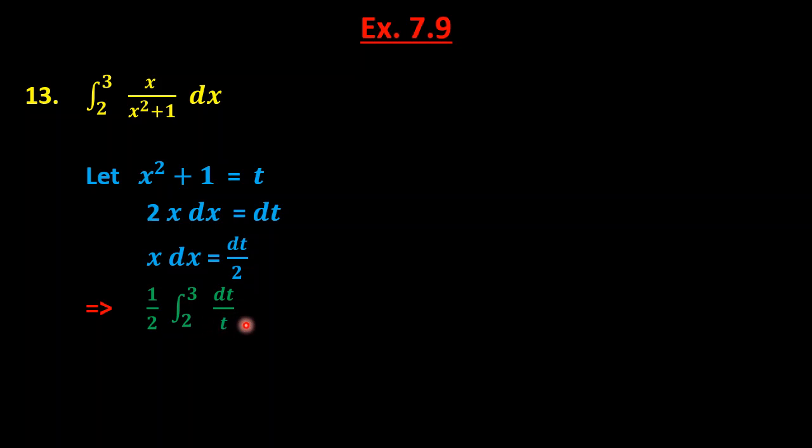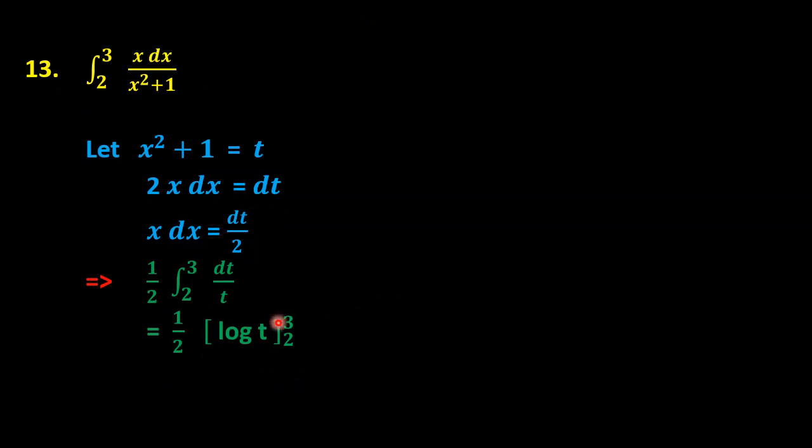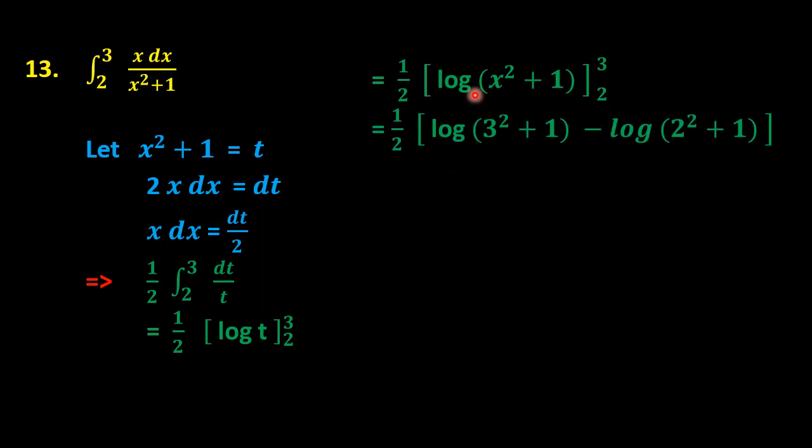Integration of dt by t is log t. Lower limit is 2, upper limit is 3. Now we have to replace back this t by x square plus 1. After replacing, we will get this, and here first we need to put the upper limit where there is x, and then we put the lower limit. Upper limit is 3, so log of 3 square plus 1, then minus, and again here we put the lower limit, log of 2 square plus 1.